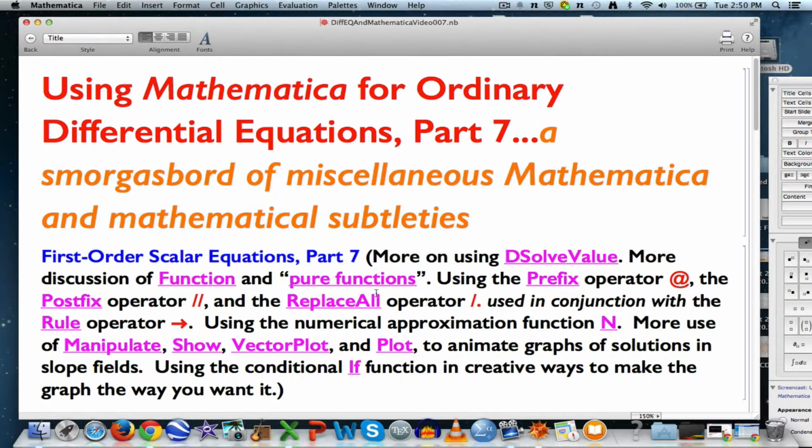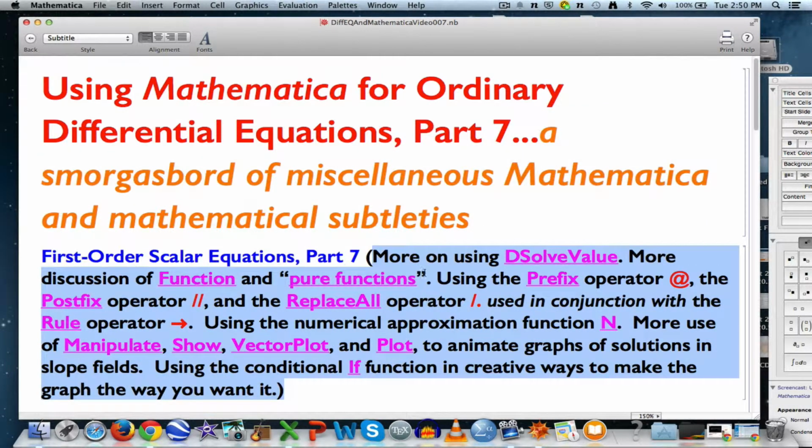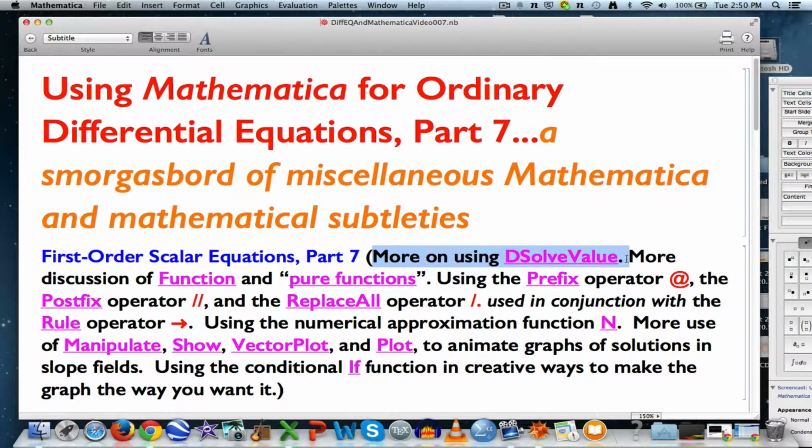So here is a description of all the things going on here. In the last video I introduced the use of DSolveValue. We'll continue that along with more discussion about pure functions in this video. I'm going to introduce the use of some operators, something called the Prefix Operator, the @ symbol, a Postfix Operator, //, and ReplaceAll /. with rule, arrow. Don't worry about what these mean at the moment. We'll get into that. I'll show you how to use the numerical approximation function, capital N, in those contexts.